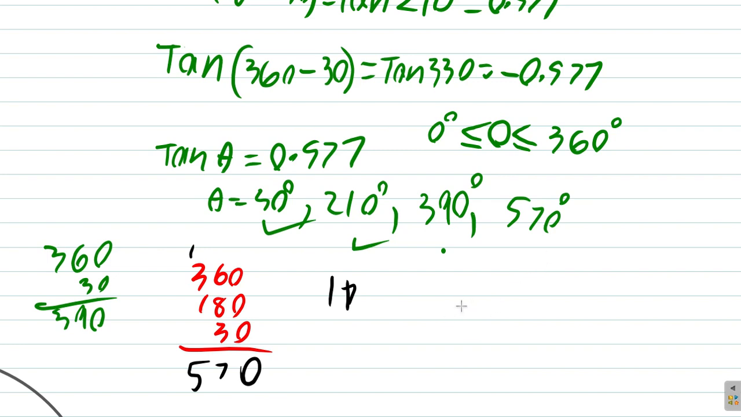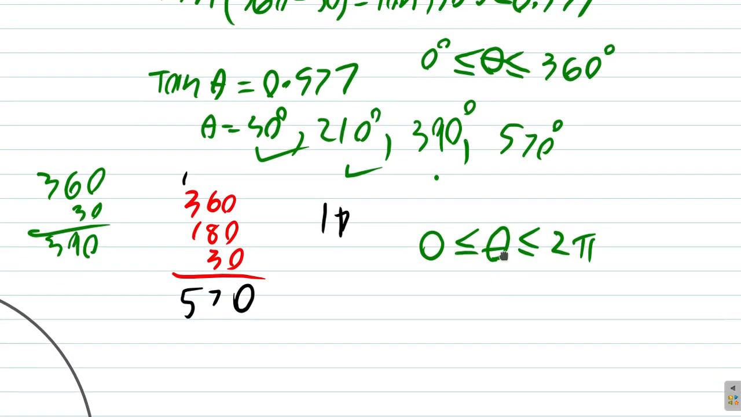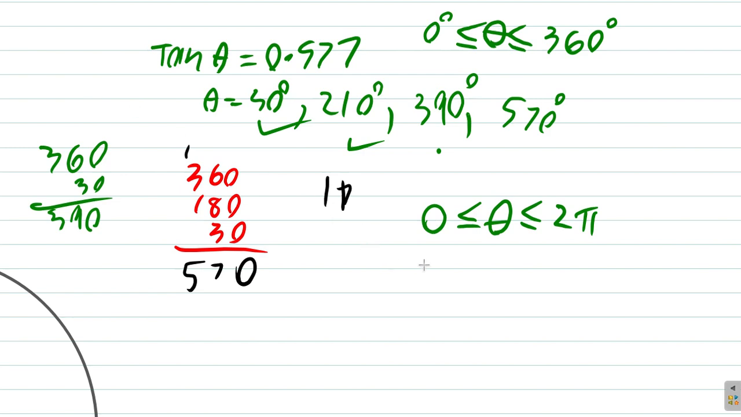If you're working in radian mode, it will be between 0 and 2 pi radians. Remember, one complete revolution contains 360 degrees, which is the same as 2 pi radians. Circumference is 2 pi r. So 360 degrees equal 2 pi radians. What would be the 30 degrees and the 210? If it was in radian, you would have put your calculator in radian mode.